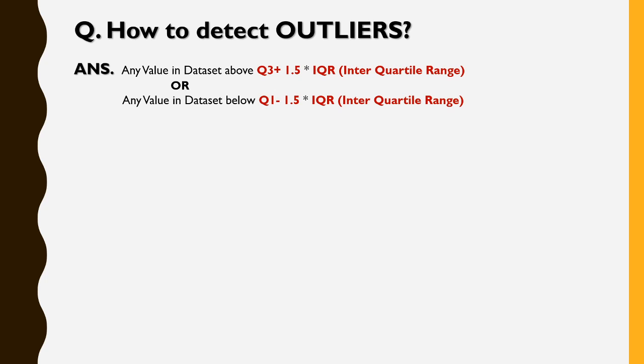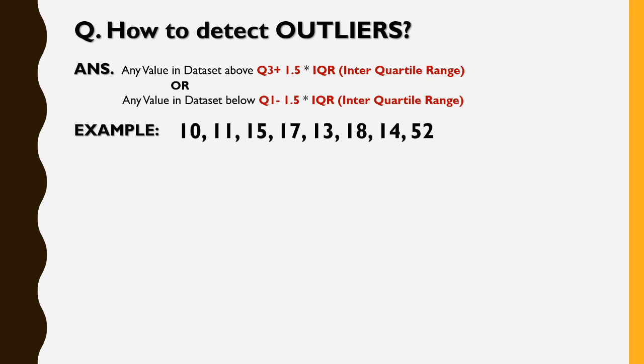Now we'll take a small example and solve it, then you will know it clearly. We have some values that are not in sorted order, so first we need to sort them. After sorting, we got 10, 11, 13, 14, 15, 17, 18 and 52. The minimum value is 10 and the maximum value is 52. The median is the center value between 14 and 15. The first quartile will be between 11 and 13, and the third quartile between 17 and 18.